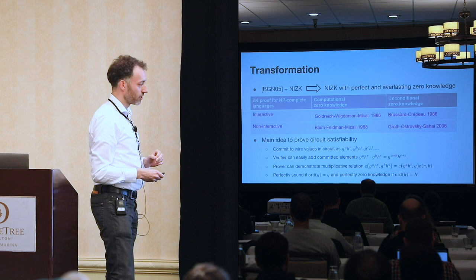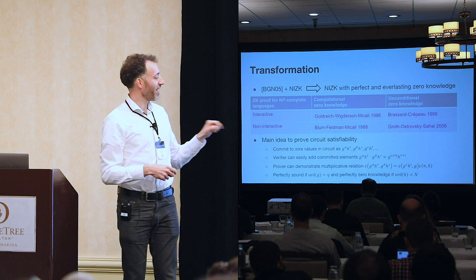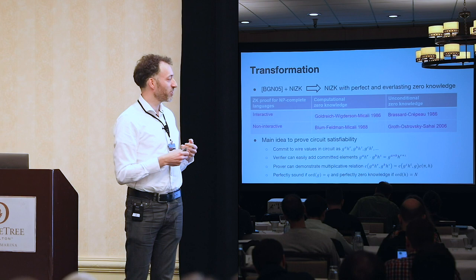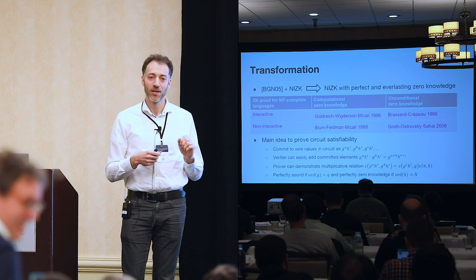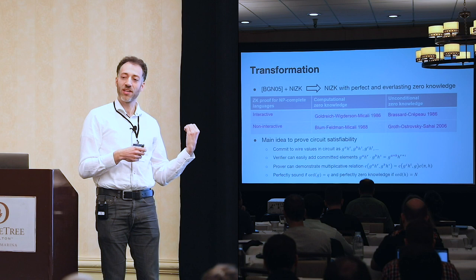Okay, so it's easy to see that if H has order Q, right, then by these double homomorphic properties, because it's an encryption scheme, we get perfect soundness. Okay, so that's great. But the core observation here is that it's indistinguishable whether H has order Q or whether H has full order N.